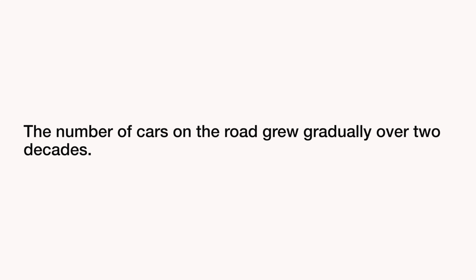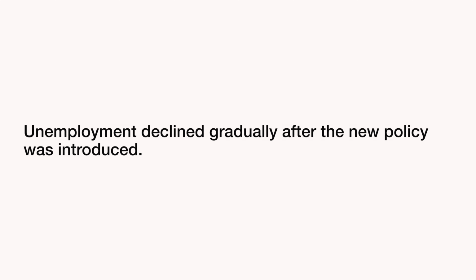For example, the number of cars on the road grew gradually over 2 decades. Or another example would be unemployment declined gradually after the new policy was introduced. Use gradually when you want to highlight that something happens in small steps over a long period of time.